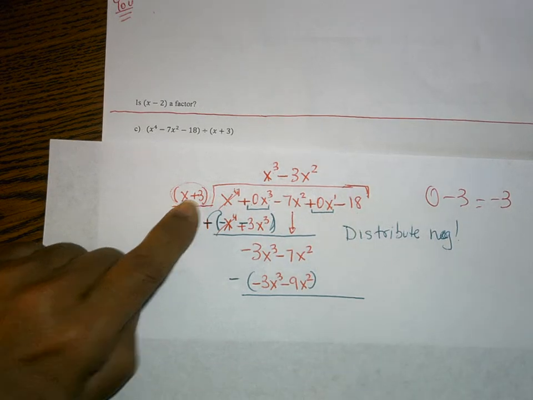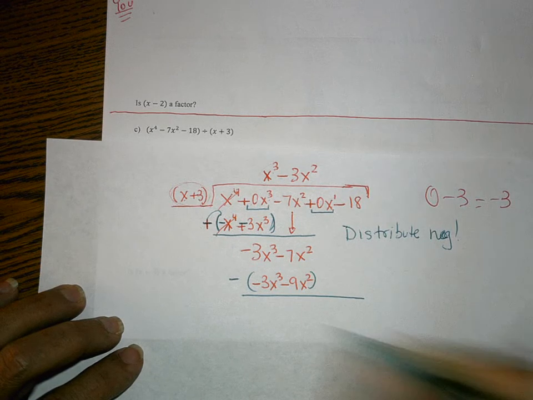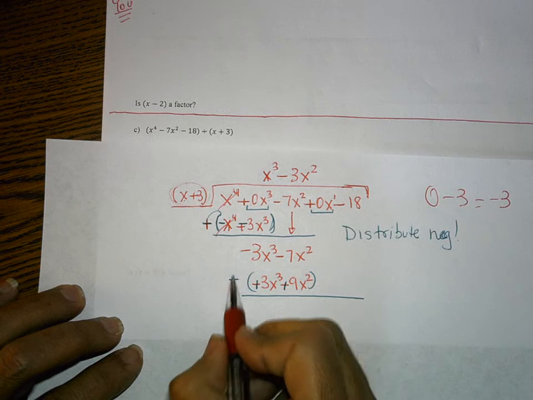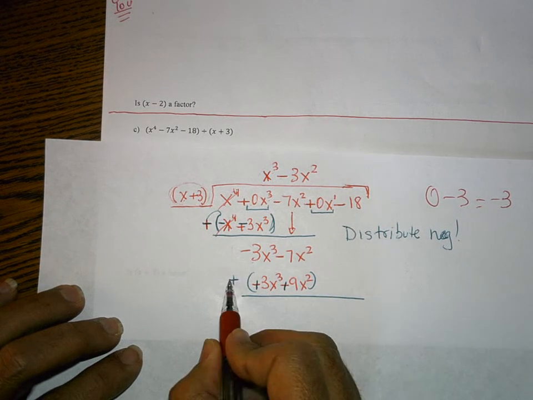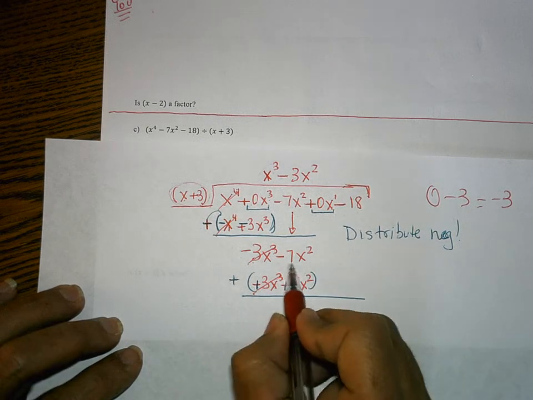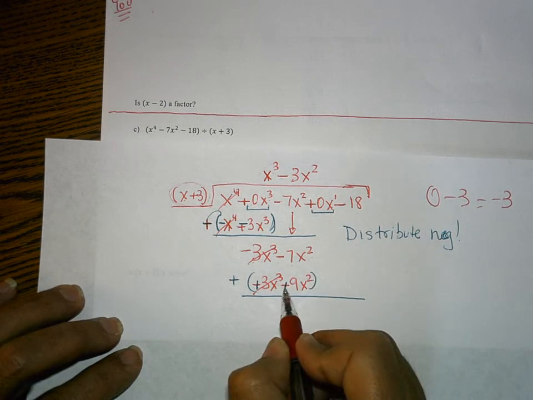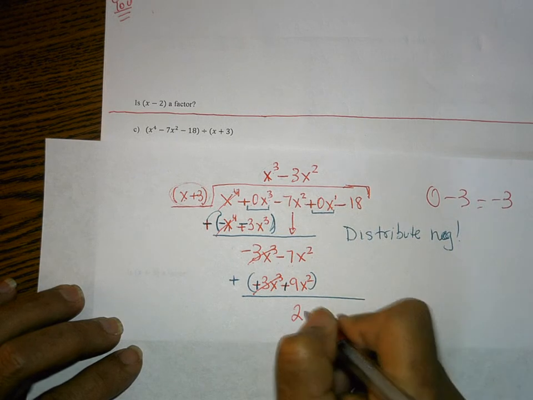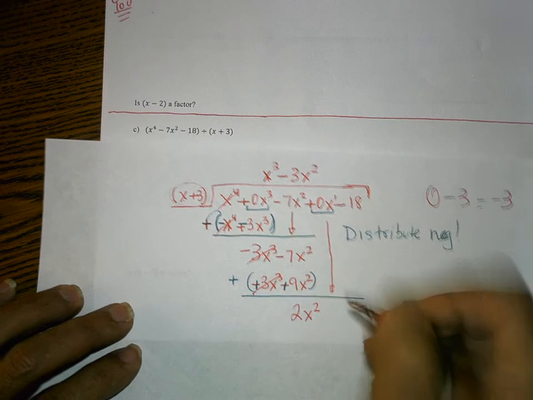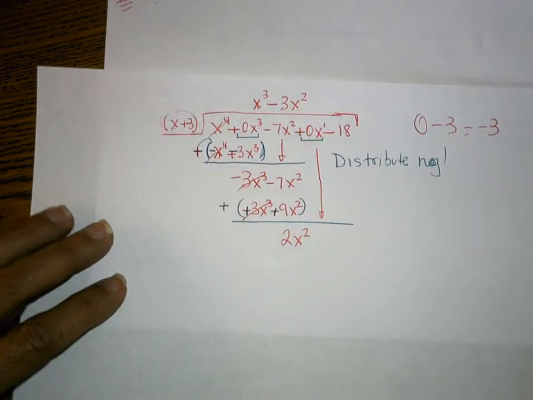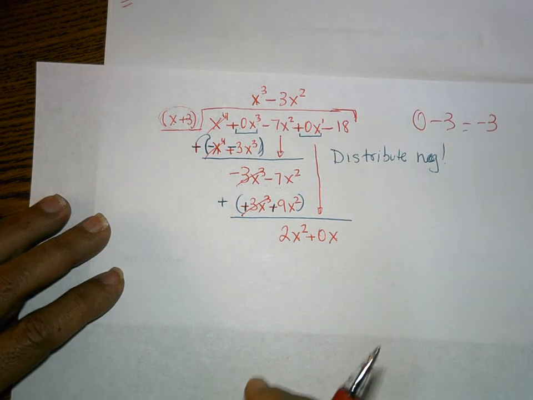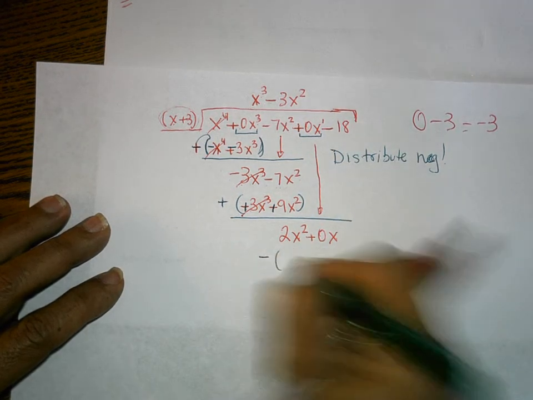When you distribute the negative, this is going to become positive, and this is going to become positive. So a negative 3x cubed plus a positive 3x cubed is 0. A negative 7x squared, adding a positive 9x squared, is a 2x squared. Okay? And then we're going to carry down. Let me move my paper up. Okay. We're going to carry down that plus 0x. It will work. Let's set up our subtraction so we can distribute the negative in just a minute.